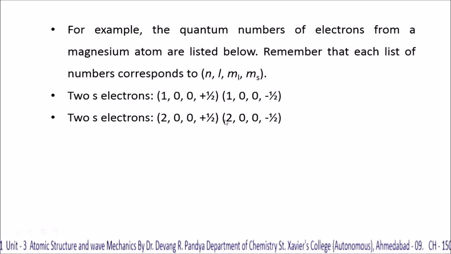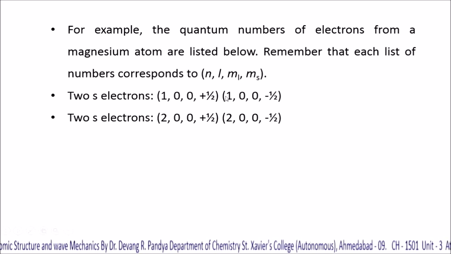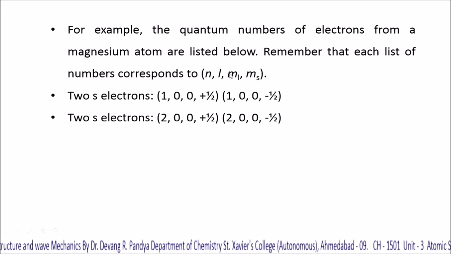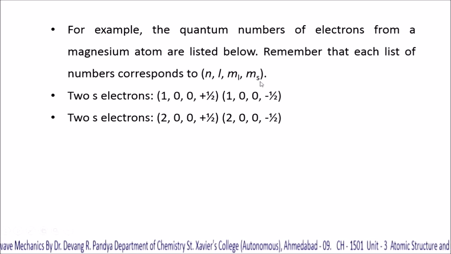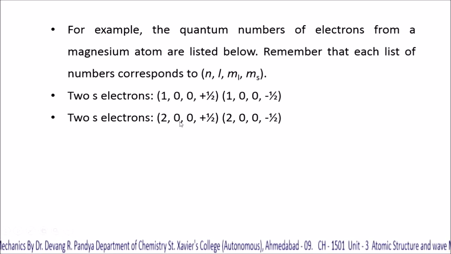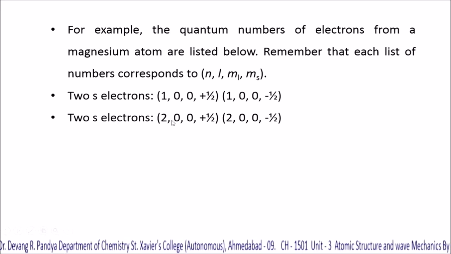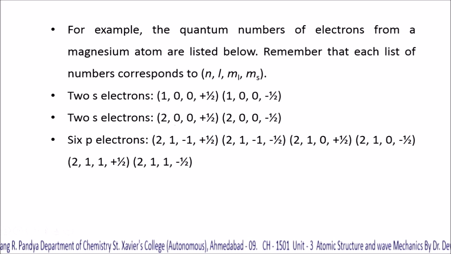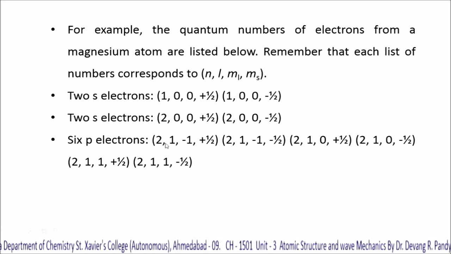Similarly here n is equal to 2, l is 0, and if l is equal to 0 it is an s orbital, and for l equal to 0, m_l value is also 0, and m_s value would be minus half. So the 2 electrons in the 2s orbital in magnesium can be represented like this. The 6 p electrons can be represented like this, that is the p orbital.